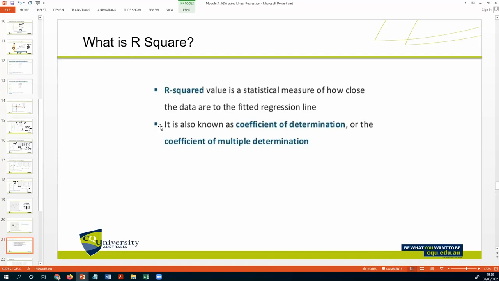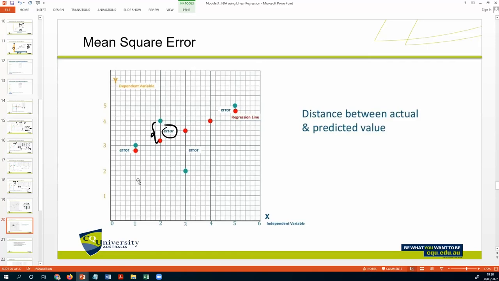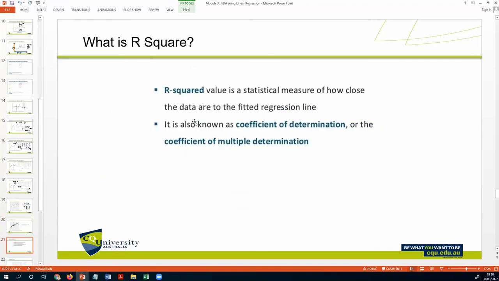So this is R-square. Where is the line? Supposedly there is a line here. So this one is the line. So how close the data are to the fitted line, also known as the coefficient of determination. So that is R square.